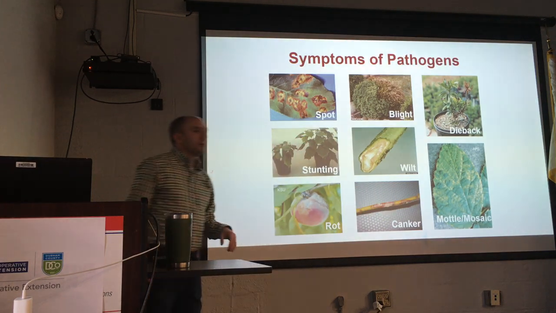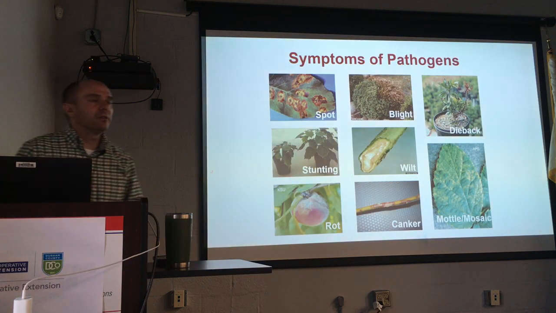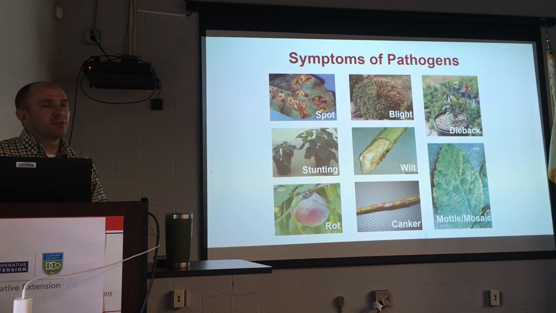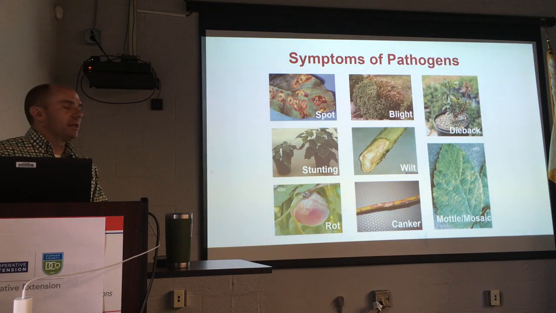A wilt is not just meaning that the plant doesn't have enough water. It means a wilt pathogen is a pathogen that's growing in the tissue that transports water or transports starches. And because of that, it's interfering in the ability for the plant to take in water.